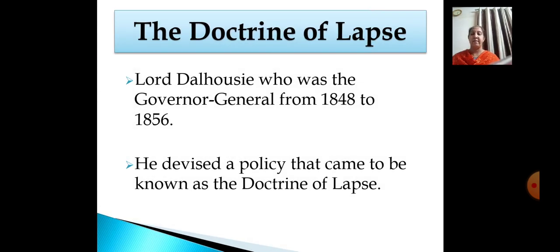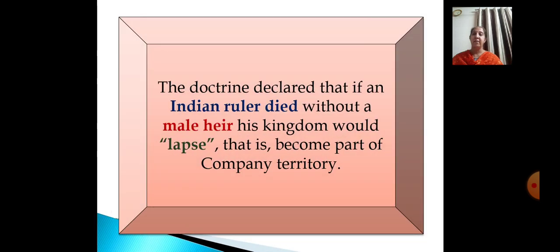The doctrine of lapse. The final wave of annexation occurred under Lord Dalhousie, who was the Governor General from the year 1848 to 1856. He devised a policy that came to be known as the doctrine of lapse. The doctrine declared that if an Indian ruler died without a male heir, his kingdom would lapse. That is, it becomes part of the company territory.